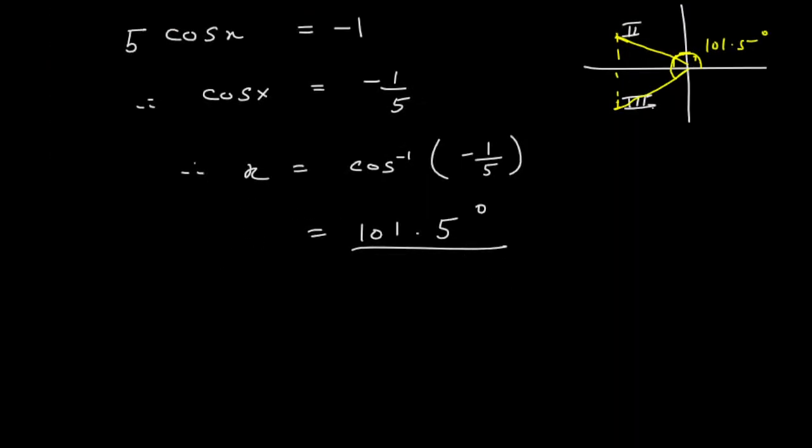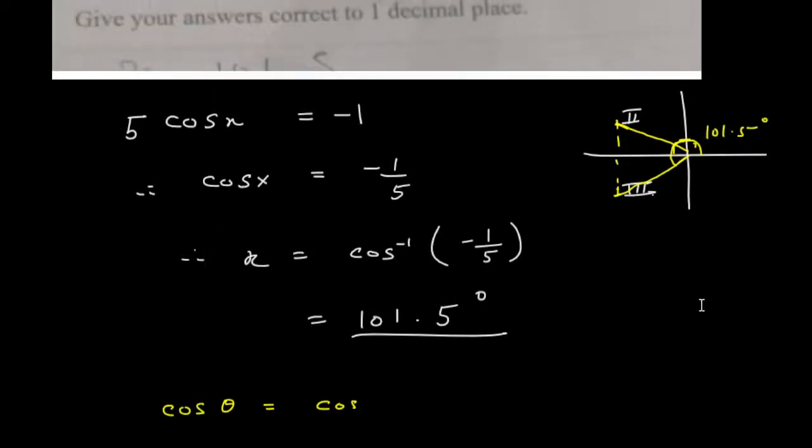Cos theta is the same as cos of 180 minus theta, but 180 minus theta will not give you this angle. So better to find out this angle. This angle is 180 minus 101.5, so this part is 78.5. So here also it will be 78.5.